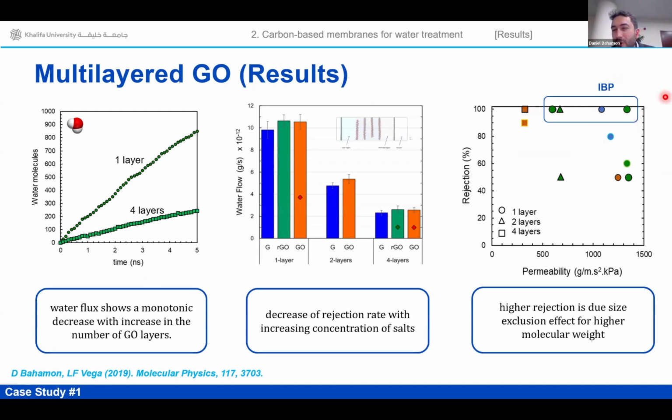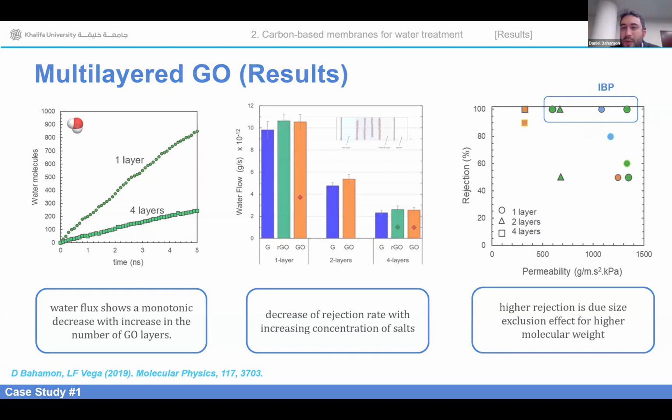Importantly here is that we found some materials, not only with 4, but also with only 1 layer, able to reject these unwanted species, like ibuprofen in this case. But of course, these simulations have so many assumptions, like for instance, the carbon atoms of the membrane were rigid. So we don't see this swelling effect with this graphene oxide.